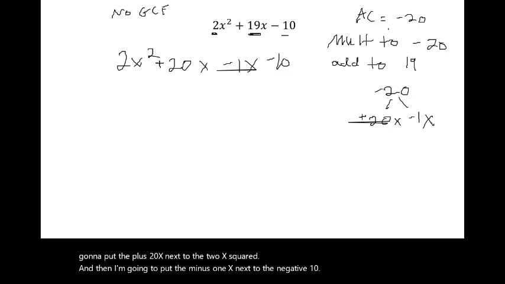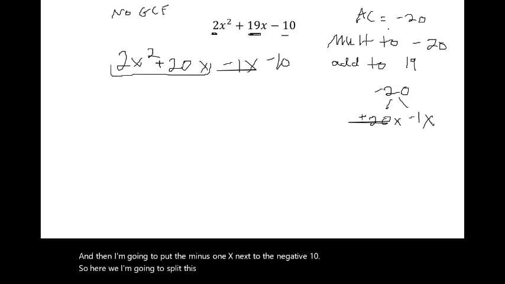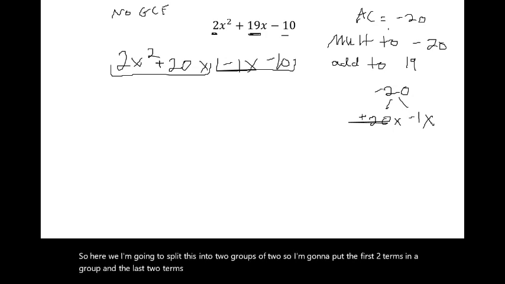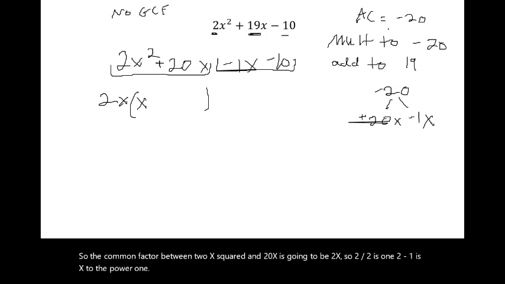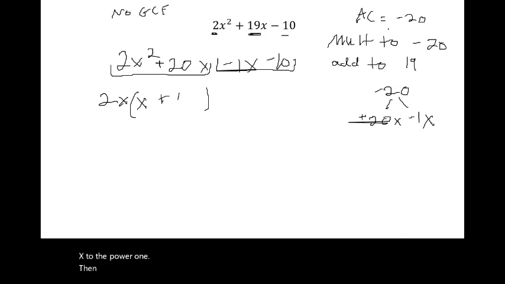So here we go. I'm going to split this into two groups of 2. I'm going to put the first two terms in a group and the last two terms in a group. So the common factor between 2x squared and 20x is going to be 2x. So 2 divided by 2 is 1. 2 minus 1 is x to the power 1. Then 20 divided by 2 is positive 10, and x to the power 0 cancels out.